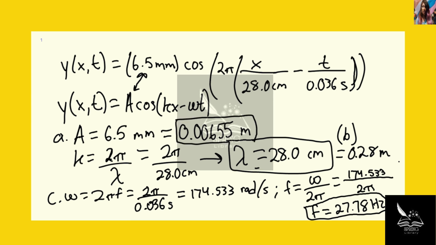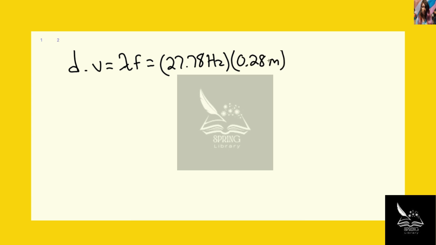Okay, and now we're moving on to the speed of propagation. So we'll have D. The speed of propagation is found by taking the product of the wavelength and the frequency. We have both of these values, so we can simply do 27.78 hertz times the wavelength of 0.28 meters. That's why it's beneficial to write it down as 0.28 meters instead of 28 centimeters, because when we're doing any calculations, we're going to have to use SI units. And then solving this out, we find that the speed of propagation is going to be 7.78 meters per second.